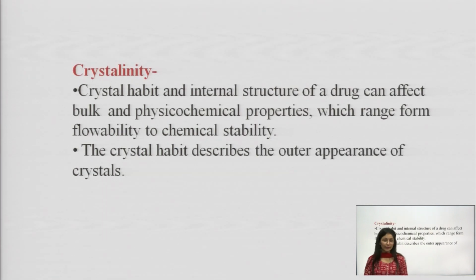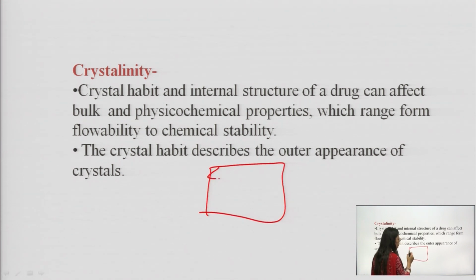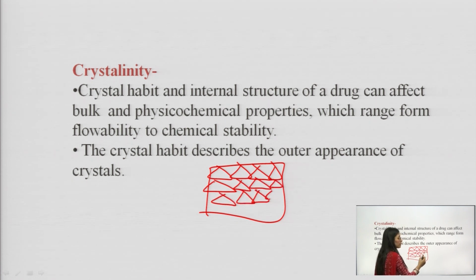Okay. So, what is crystallinity? Crystallinity is basically the internal structure of a drug that can affect the bulk and physico-chemical properties, which range from flowability to chemical stability. It means what kind of arrangement your drug has, and that arrangement is decided by the crystallinity, whether the molecules are arranged in a very regular manner. Like for an example, I am drawing a diagram over here. You can see it's a very regular, symmetrical diagram. Why did I draw this? Because the internal structure of a drug can affect this particular profile.